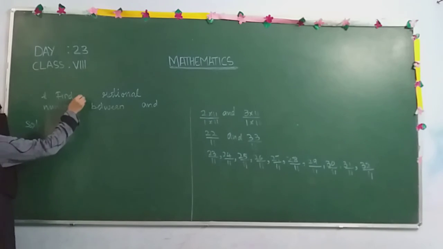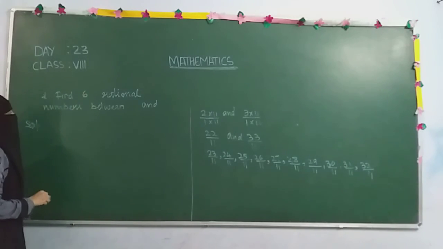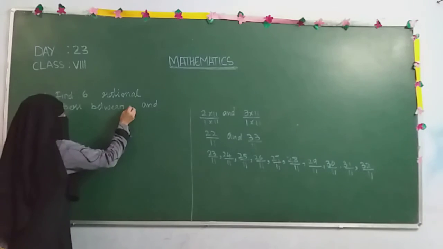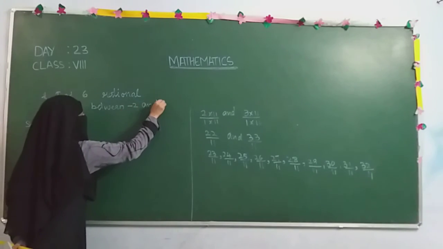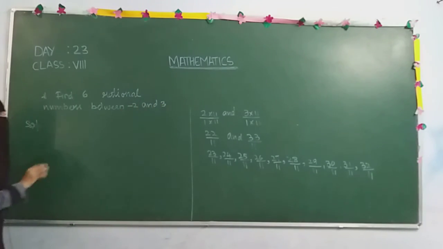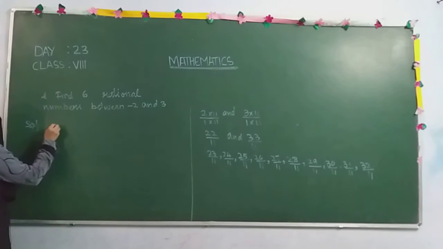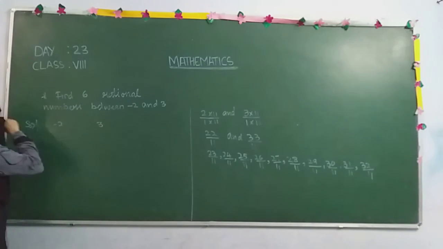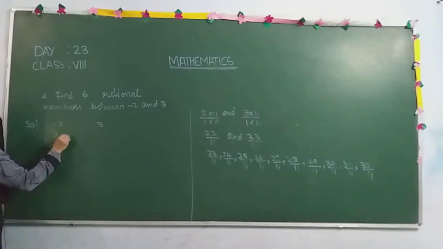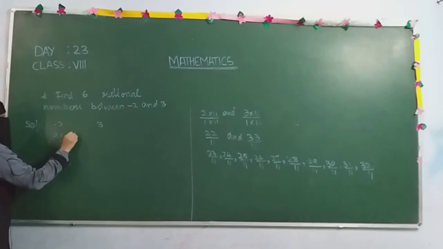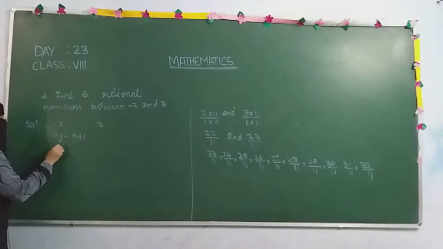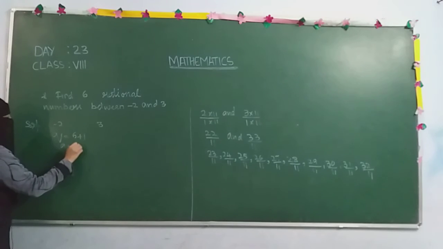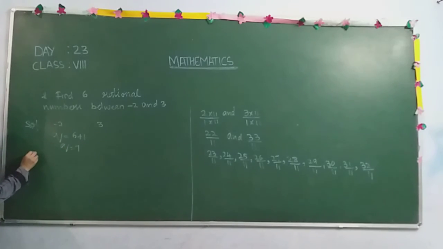Okay, suppose I take 6. Find 6 rational numbers between minus 2 and 3. So what is the first procedure? What are the given numbers? Minus 2 and 3. Then we need to find the q value, which is nothing but the denominator: 6 plus 1, which is 7. Now you need to multiply the numerator and denominator by 7.